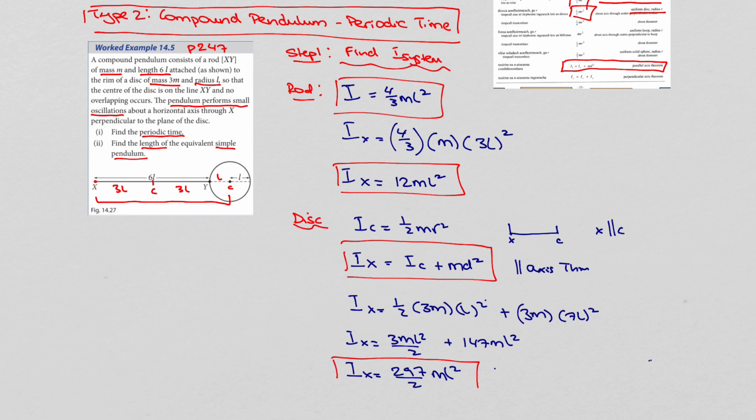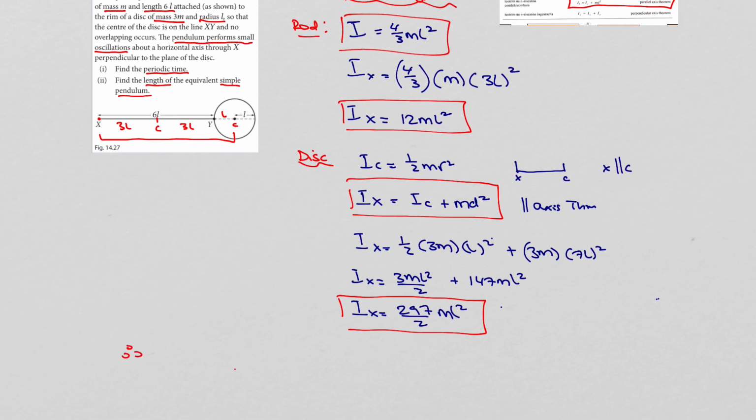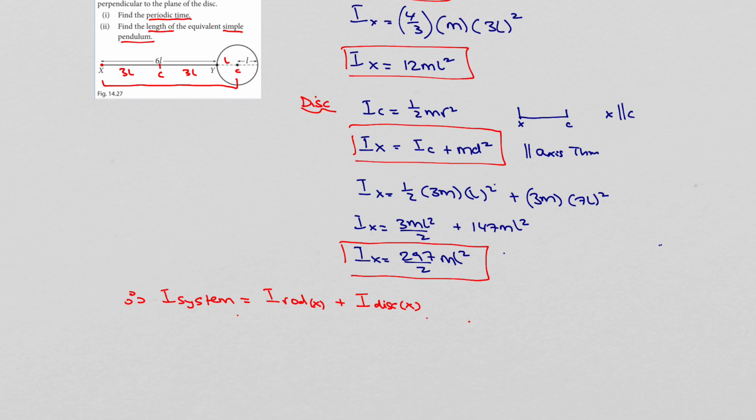Okay, so now we have the moment of inertia of the disc through X and we have the rod through X. Then all we have to do is write down the moment of inertia of the system. So for the system, it's the two together. So it's the rod through the axis X plus the disc through the axis X. So therefore, adding those two together, is 12 ml squared plus 297 over 2 ml squared. So the moment of inertia through X for the system is 321 over 2 ml squared.